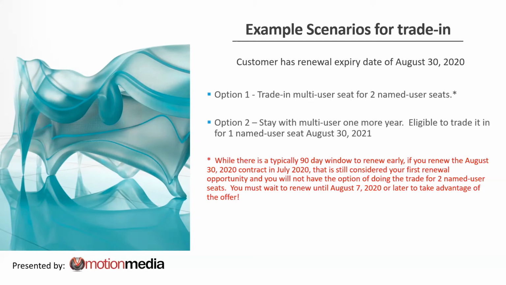I don't think that's really a big deal for most people, but just to know that if you're a larger entity and you've got to do POs, the PO is just going to sit open for a little bit until August 7th, until we can process that, if you want to do the 2-for-1 trade-in.